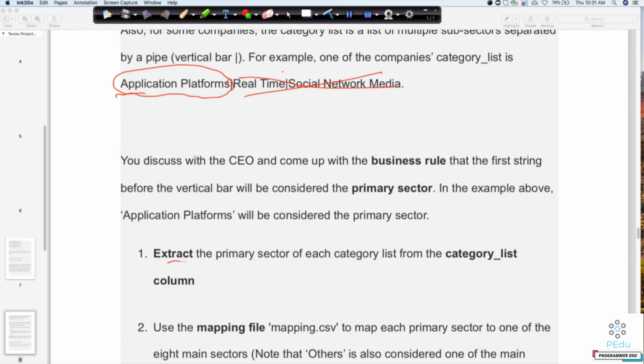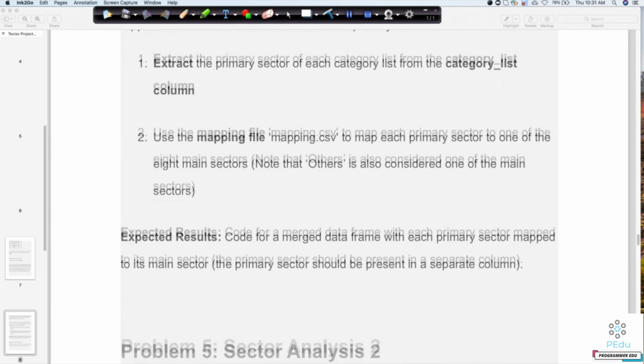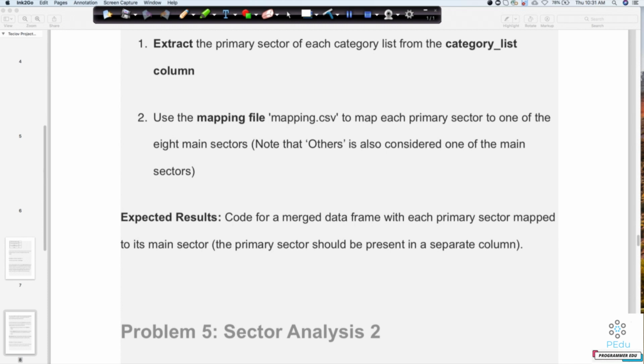So what we would like to do is extract the primary sector for each part. So we will only extract this and work on this part, and use the mapping file mapping.csv to map each primary sector to one of the 8 main sectors. Now, what are the expected results in this? Code for merging the data frame with each primary sector mapped to its main sector. The primary sector should be present in a separate column.